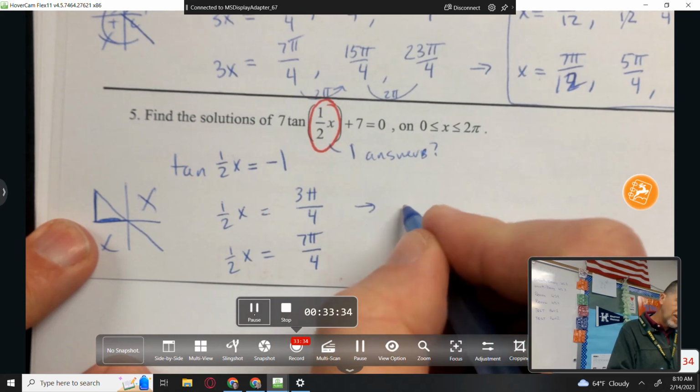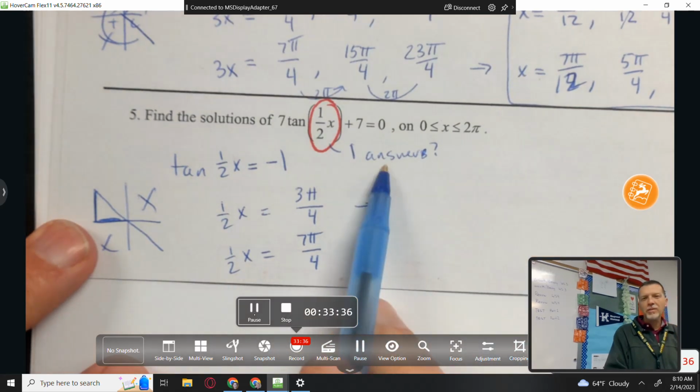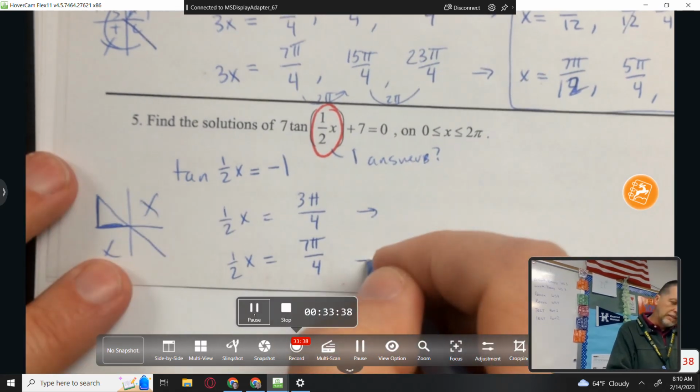What's the over 4 in the fourth quadrant? 7. Good. And then I need to multiply by 2 this time. Although something weird's going on because I'm supposed to only have 1 answer, but let's multiply by 2 and see what happens here.